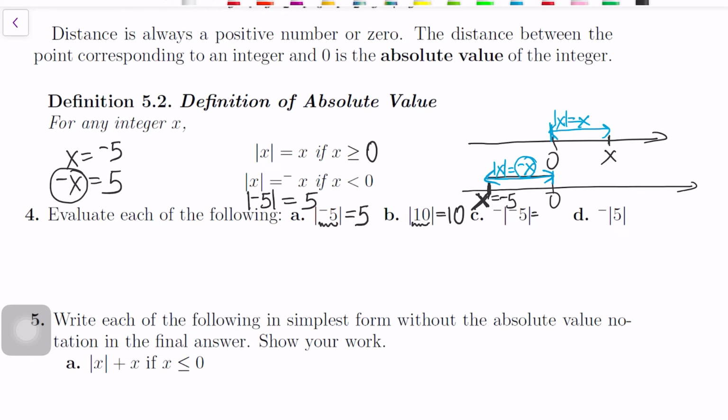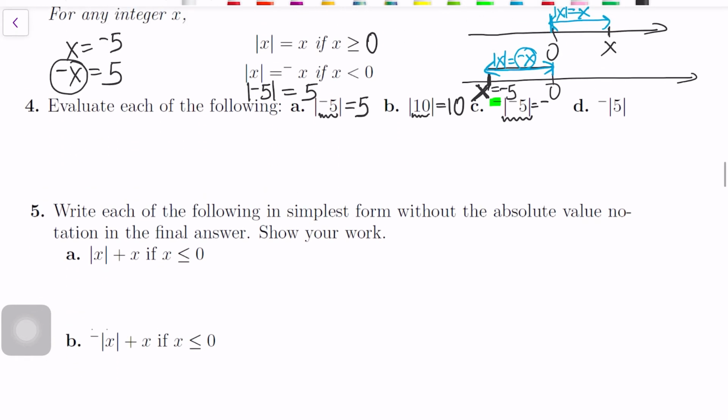Here, notice that we keep minus in front, and now let's figure out what the absolute value of this is. The absolute value of negative 5 will be 5 because the distance of negative 5 to 0 is 5, but the minus that was in front remains, so the answer is negative 5. And here, again, this minus in front of the absolute value remains. And what's the absolute value of 5? Well, it's 5. The distance of 5 to 0 is 5, and the minus remains.